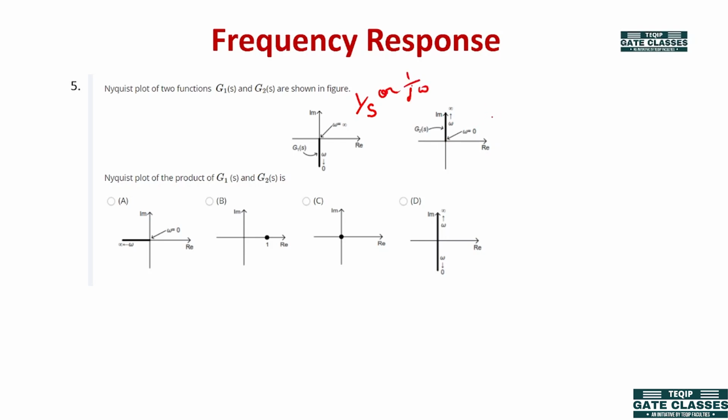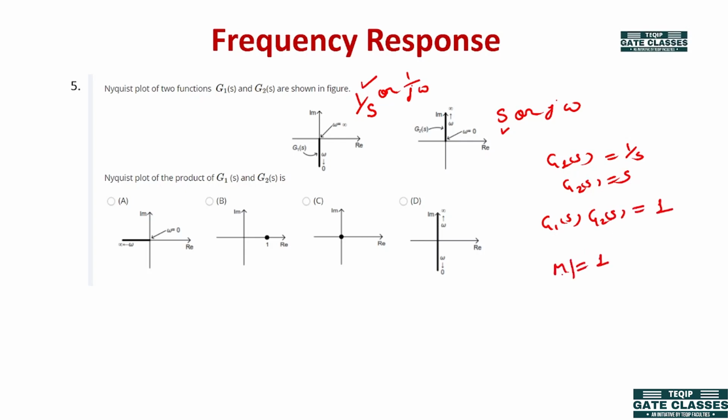Okay, similarly this one we have s or j omega, a derivative, and the other an integrator. Okay, so when we multiply these two, g1 and g2, we get g1(s) is equal to 1 by s here, and g2(s) is equal to s. So g1(s) into g2(s) is equal to 1. Okay, so magnitude is equal to 1, constant, and phase is equal to 0 for all values of omega. So B is the correct answer, where the magnitude is 1 and angle is 0 degree. So this is the correct answer for this particular question.